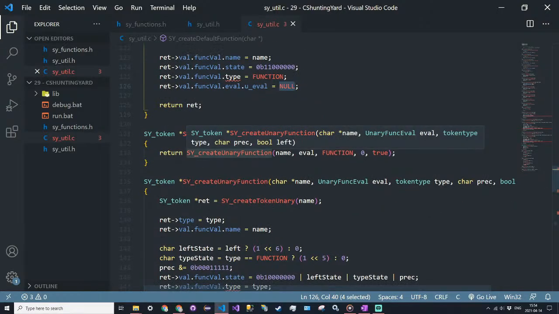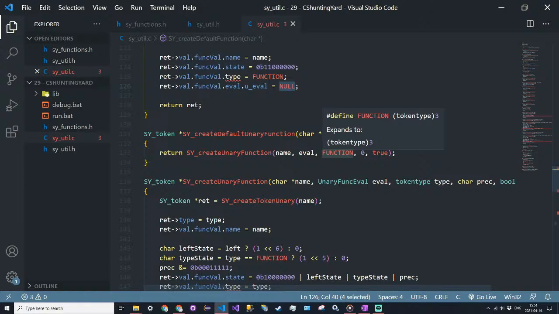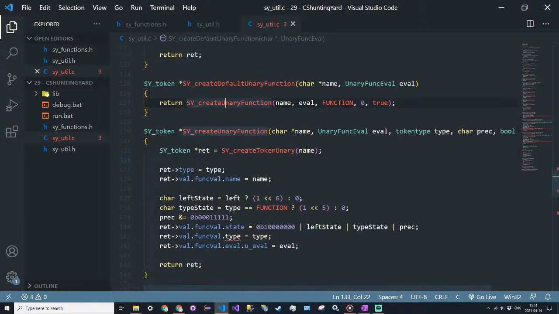Then for create default unary function, we do the same thing, except we pass in the type, pass in default parameters. Evaluation is what we pass in here to the call of the function, and then we call create unary function, which is over here, and we will pass in the evaluation. The type will be function, the precedence will be 0, and left associative is true.